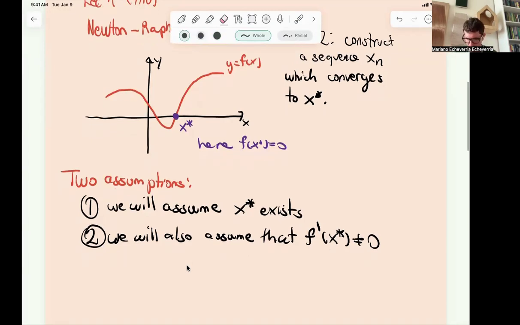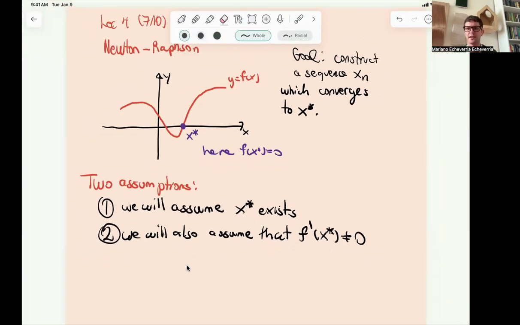But let me write that as an aside. You don't want the graph to be very flat near X star. So this avoids.